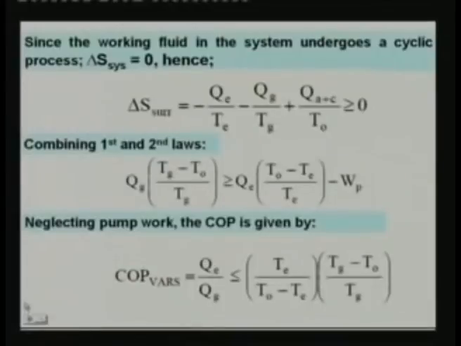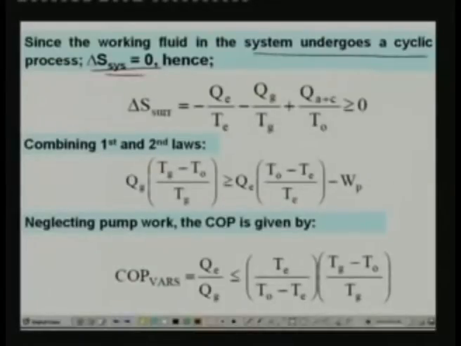Now, as I said, delta F system is 0 because the system undergoes a cyclic process. Now, we write the expression for delta S surroundings. Surroundings means we have 3 temperature reservoirs. One is a low temperature reservoir at TE, the other one is a high temperature reservoir at TG, and this is the medium temperature heat sink at T0.